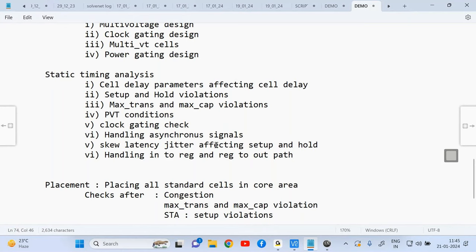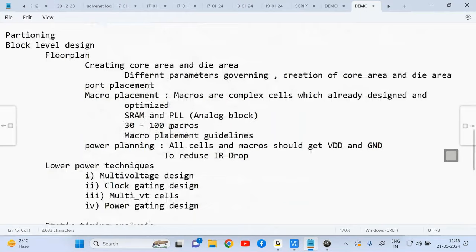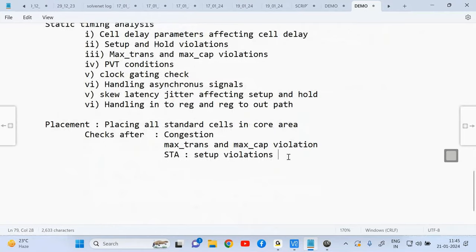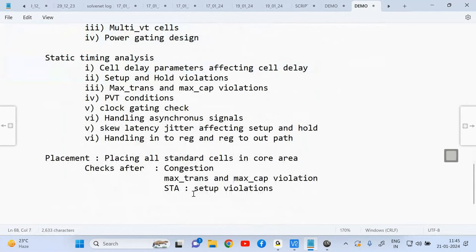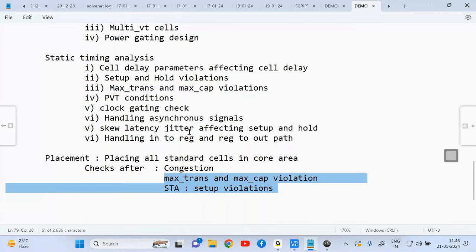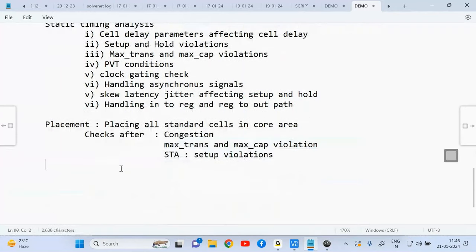So these things we have to study before placement. So the setup check is done here, after placement. The max cap and max trans checks that we have learned here, that check only we are doing in the design. This STA is done after each and every step. So we will do it after placement, after CTS, after routing. Every step we'll do that, not only one step.